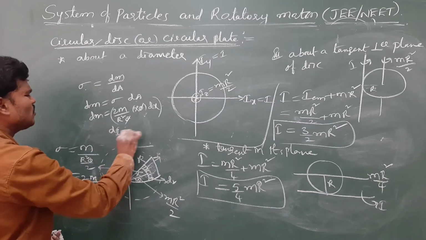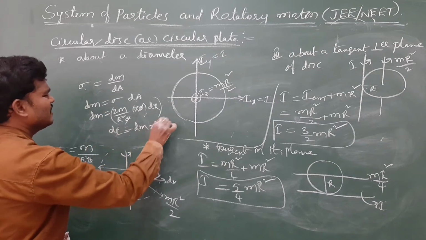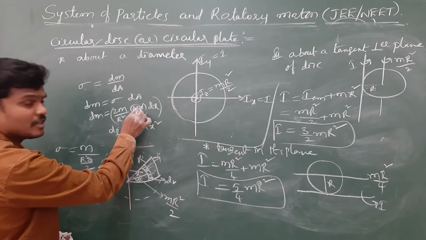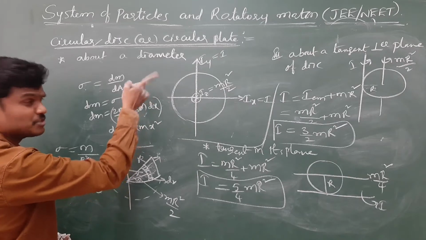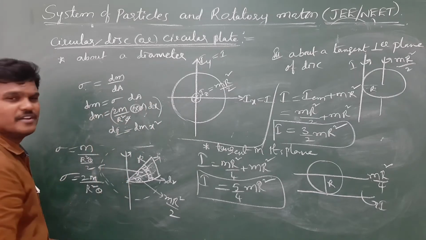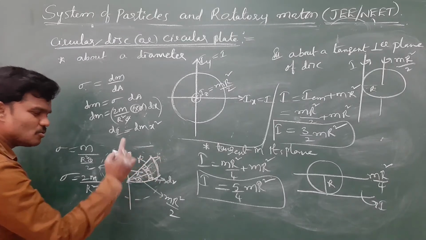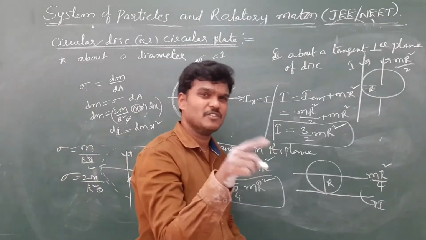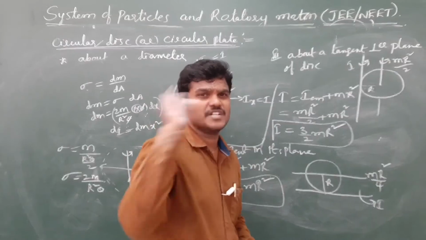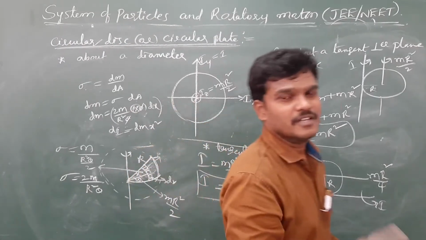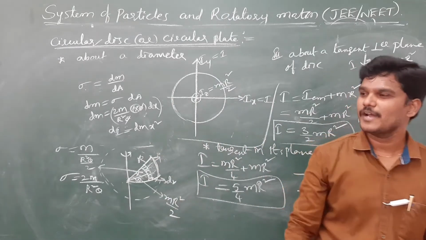dI is equal to what? dm into x square. In dm, one x is there, and here one x square is there, so x cube. Apply the limits 0 to r. x cube integrates to x power 4 by 4. You will get the answer. So for a small part, a half disc, a quadrant of a disc, if any small piece of a disc rotates about its own axis, then the moment of inertia is m r square by 2. Okay.